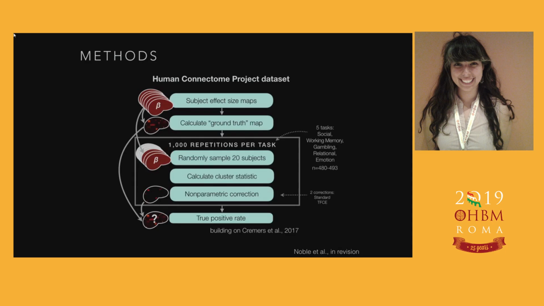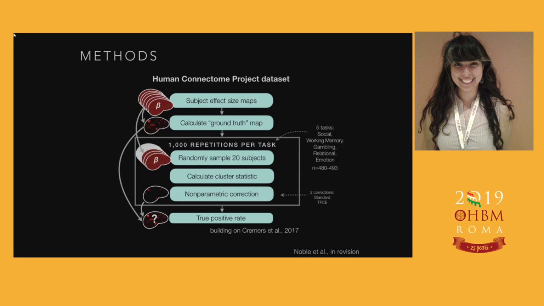So I start with the Human Connectome Project dataset. I'm using 5 tasks here with about 480 subjects. I'll calculate a ground truth map using all the subjects, and then for 1,000 repetitions, I randomly sample 20 subjects, do cluster correction, and for the surviving clusters, I compare that to the ground truth map.